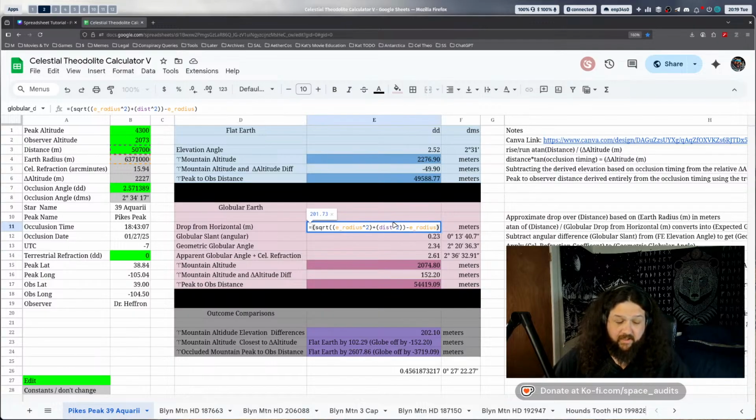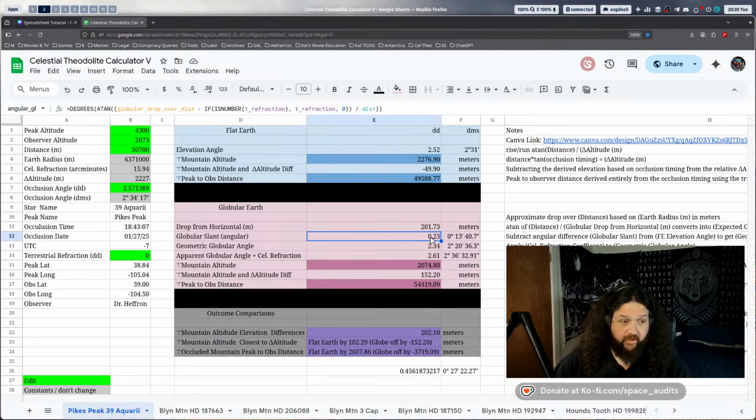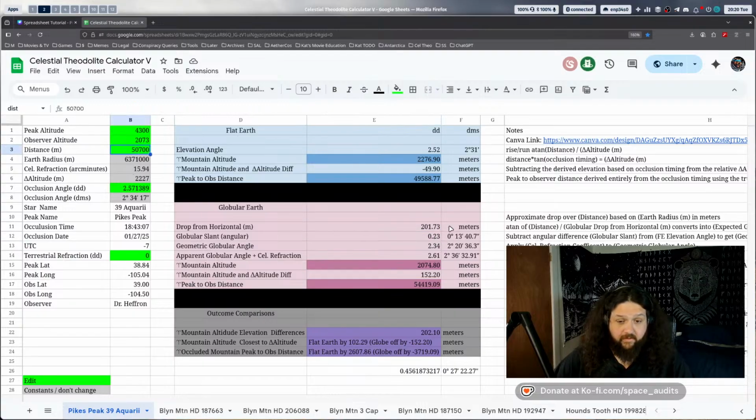So to get that, they do the square root of the radius squared plus the distance squared, minus an Earth radius. And that comes out to be 201 in this example, where the distance is 50,700 meters to the target. And then what you can do from that, following the same way that you can derive an angle from a rise over run, they just make a new triangle here based off of that rise being 201 and then the run being the distance there.